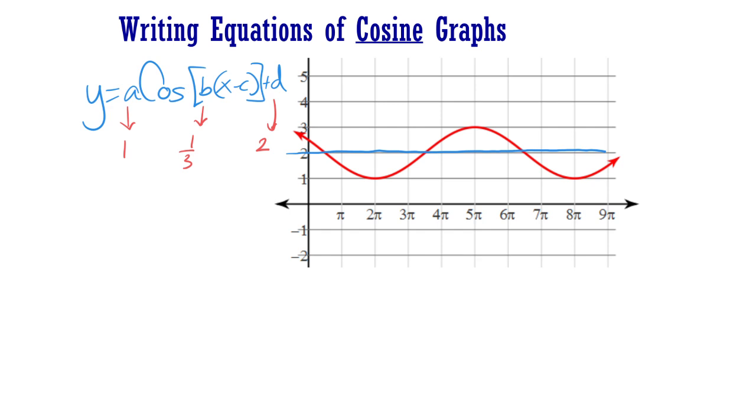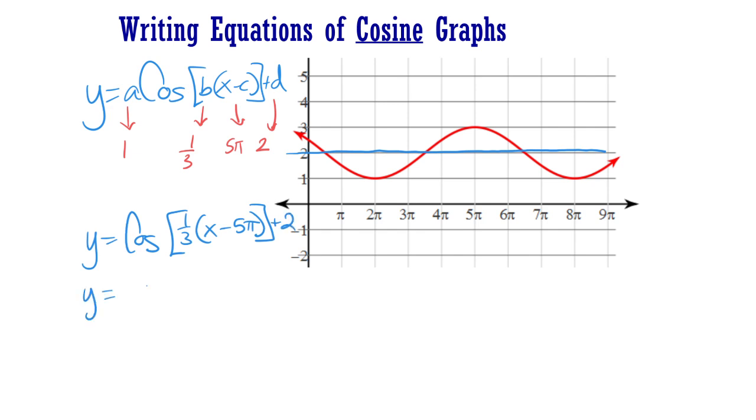It's supposed to be starting at a peak. The first peak that I actually see is right here at 5 pi. So I would write that as a 5 pi, and my equation would be y equals cosine 1/3 x minus 5 pi. And then I do have vertical displacement on this one, so I have a +2 at the end.